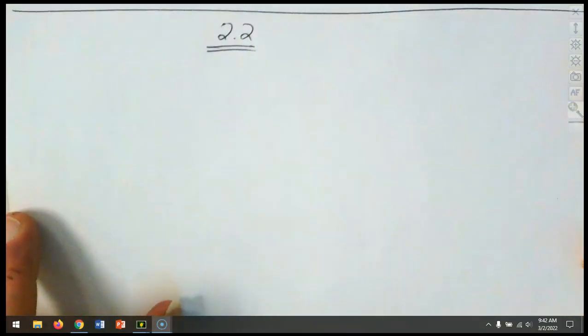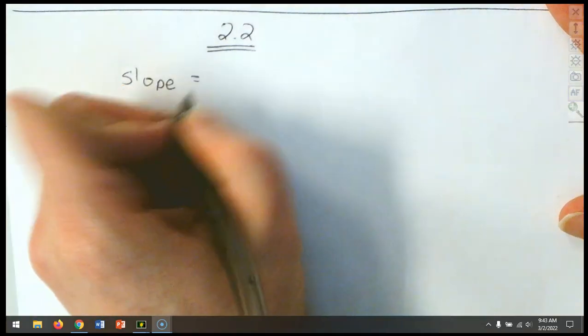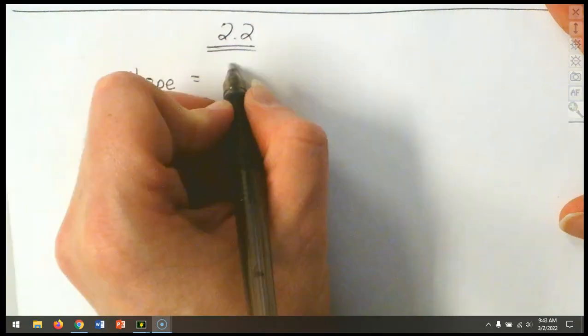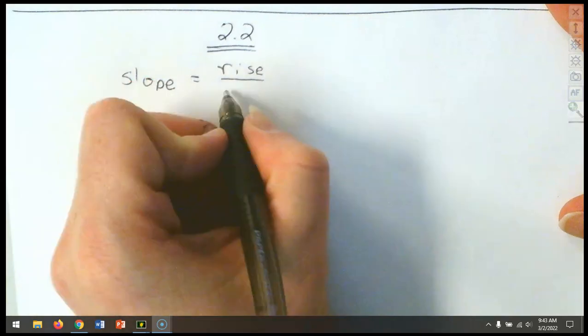Okay, so 2.2 again is all about the slope. And the slope is just a ratio. Ratio means it's a fraction. And the slope is a ratio of the rise over the run.